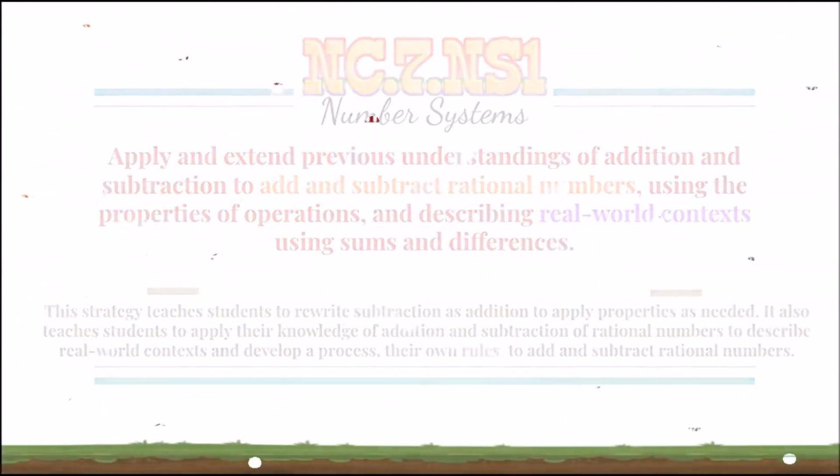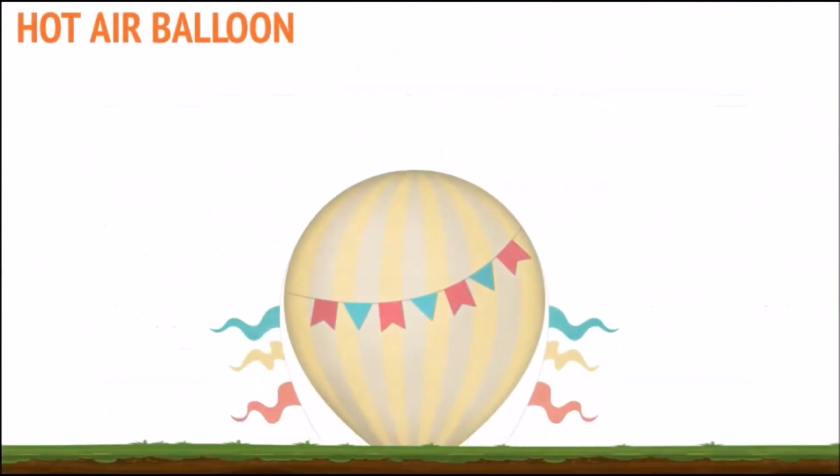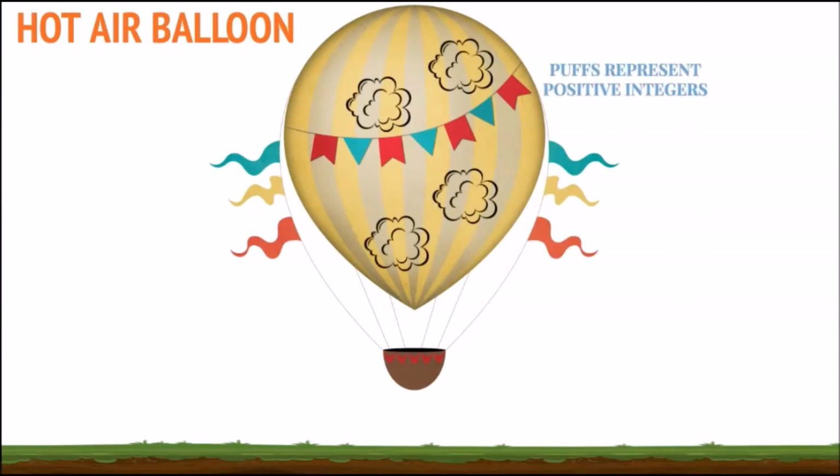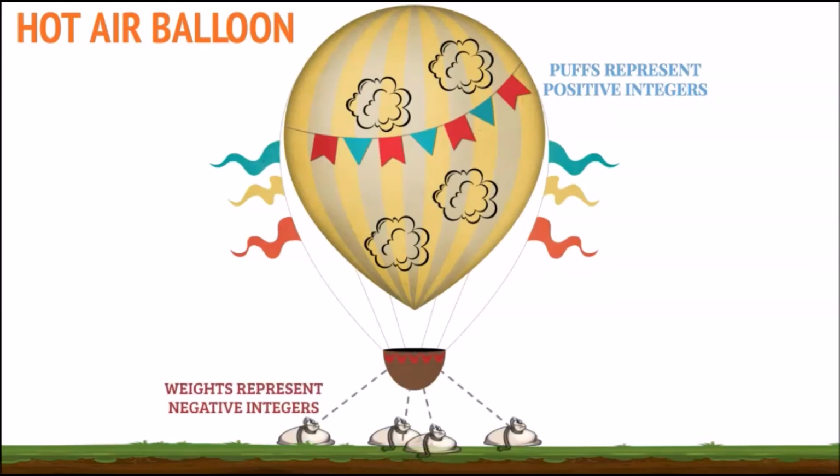Let's begin by looking at a hot air balloon. Conceptually, kids are familiar with balloons, and they understand that air makes the balloon go up when it's added and makes the balloon go down when it's taken away, and weights will pull the balloon down when they're added and make the balloon go up when they're taken away.